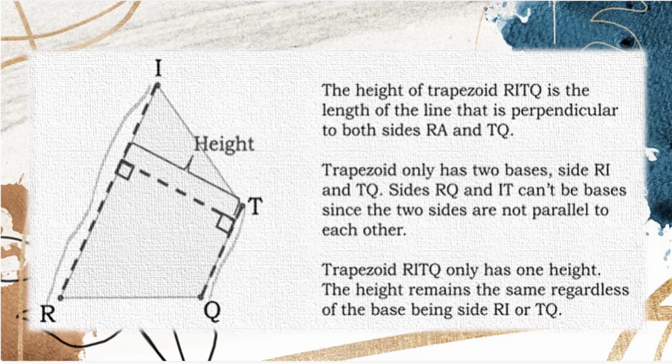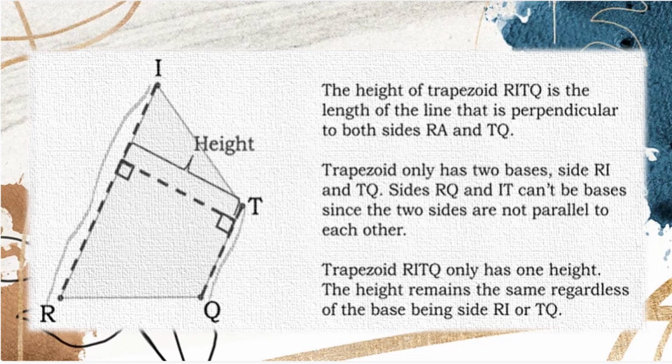So here, you can see the height of the trapezoid because it is drawn from base 1 to base 2. So our base 1 is RI and our base 2 is TQ. So the trapezoid has only 2 bases. Side RI, the first base, and side TQ. Sides RQ and IT cannot be the bases, since the 2 sides are not parallel to each other. So there are only 2.